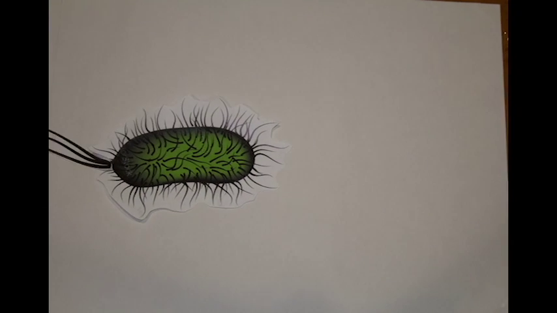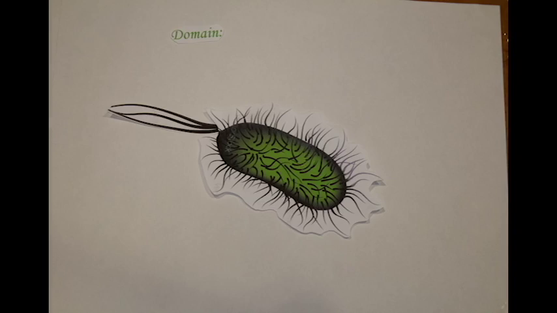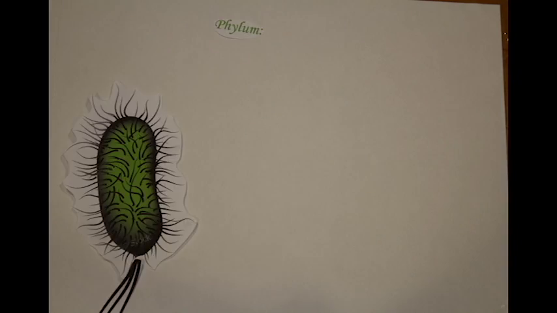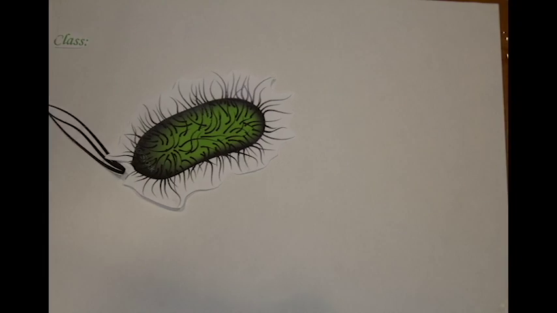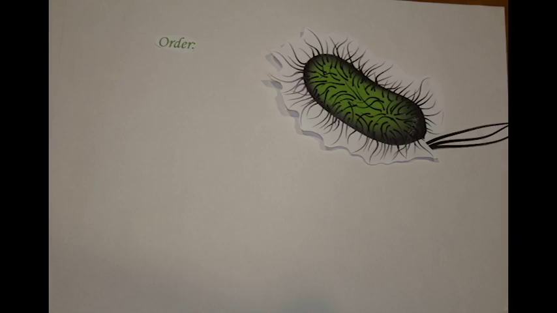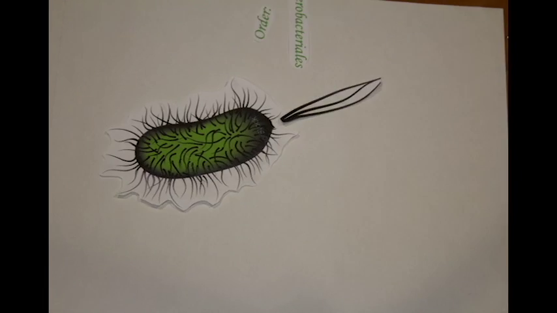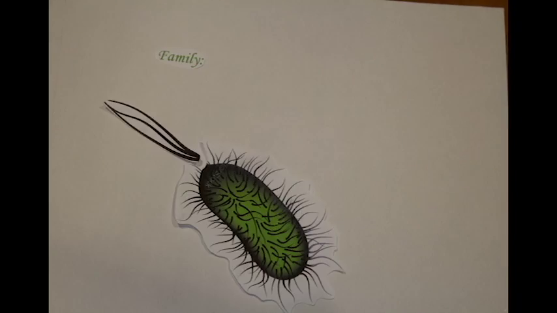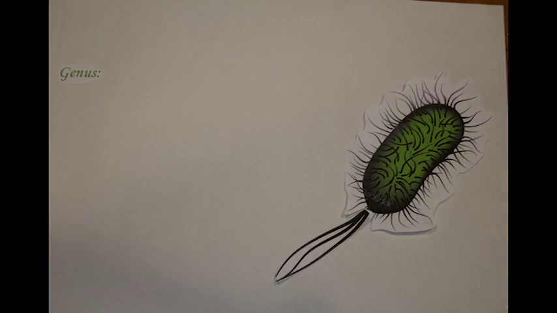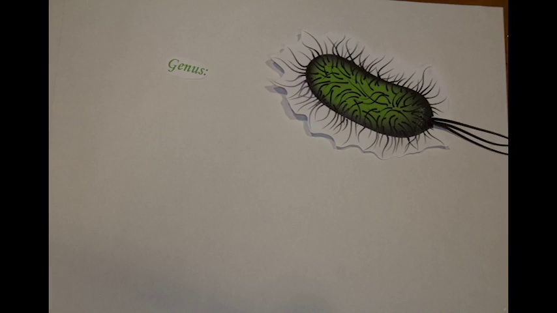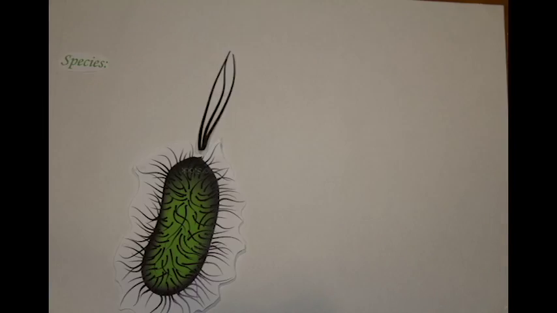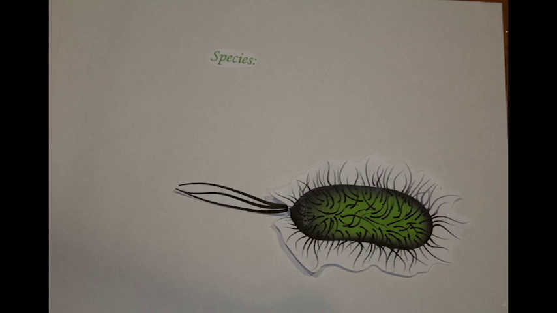The scientific classification of Escherichia coli starts with its domain, bacteria. Its phylum is Proteobacteria. Its class is Gamma-Proteobacteria. Its order is Enterobacteriales. Its family is Enterobacteriaceae. Its genus is Escherichia. And its species is Escherichia coli.